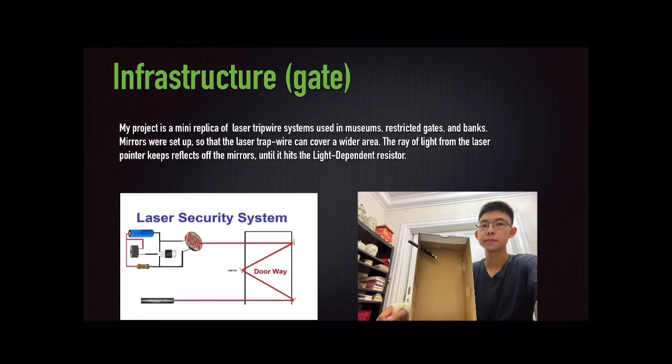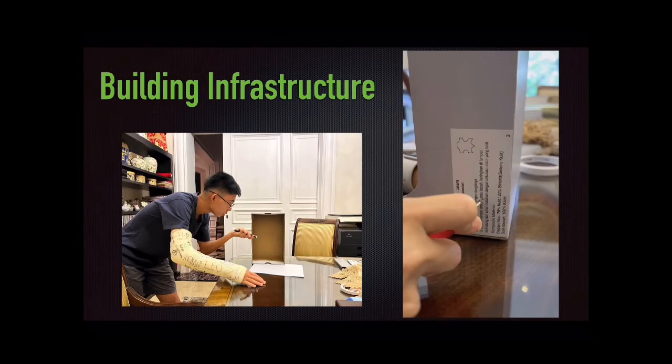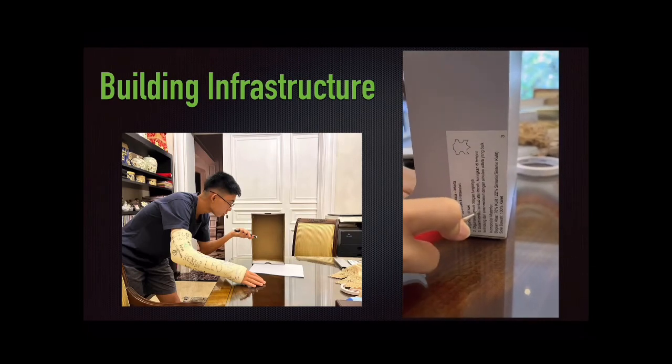Infrastructure. My project is a mini replica of laser tripwire systems used in museums, restricted gates, and banks. Mirrors are set up so that the laser tripwire can cover a wider area. The ray of light from the laser pointer keeps reflecting off the mirrors until it hits the light-dependent resistor. This is me building the infrastructure.